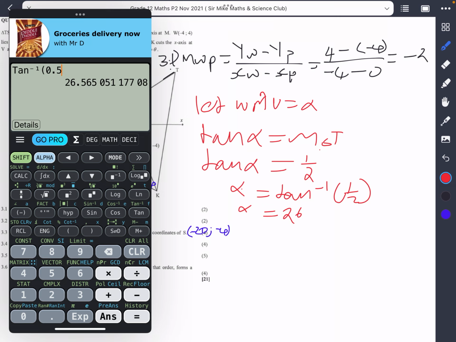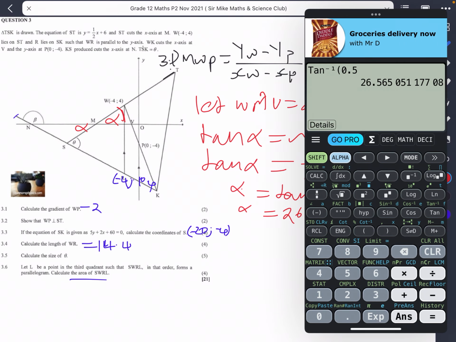Now I'm not going to round that off. I'm just going to keep it to 4 decimal places. So in this case, I have 26.565, so that's 565, not 555. So that's 26.565051. I'm just going to keep it to those decimal places. Remember that you're not allowed to round off unless it's your final answer. So alpha is equal to 26 point that decimal there.